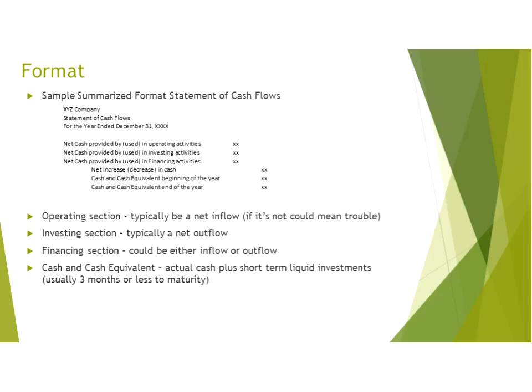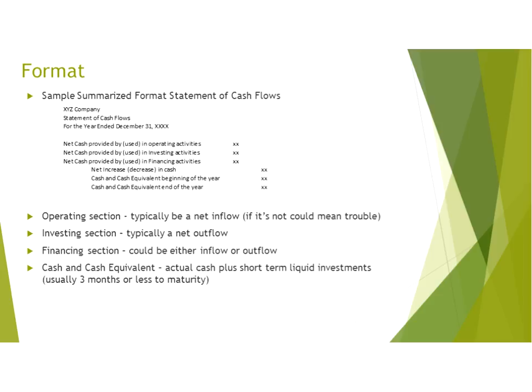All right, next we're going to talk about the format. Here I've included a sample summarized format of the statement of cash flows. As you can see, the first section is net cash provided or used in operating activities. Hopefully, this is a positive number. Remember, the operating section is the core business. The second section has net cash provided or used in investing activities. This one typically is a negative number.